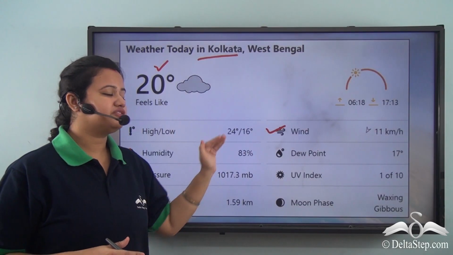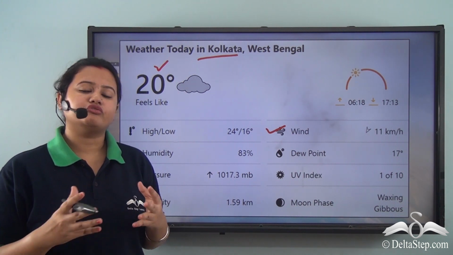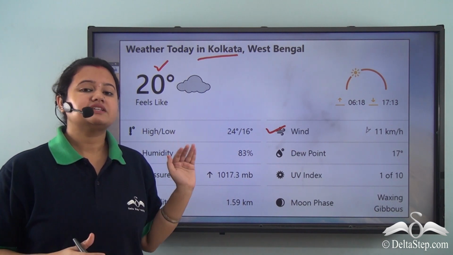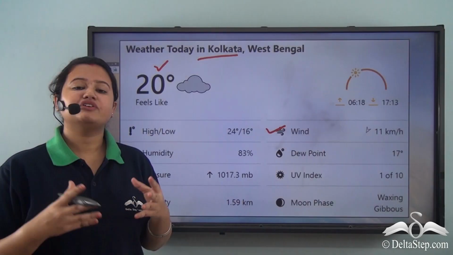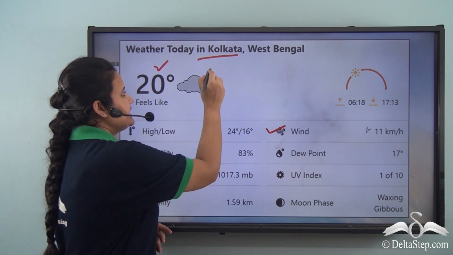In fact, each of these factors plays an important role in determining the weather of a place. In this lesson, we shall discuss some of these factors. Well, we will first start with an important atmospheric factor, that is temperature.